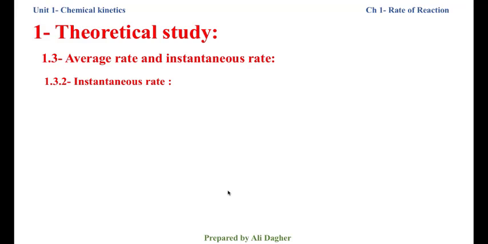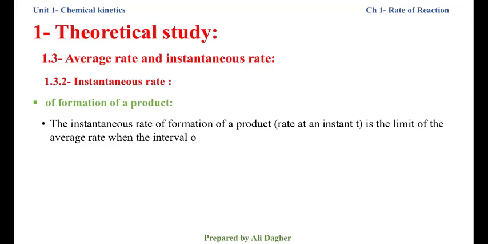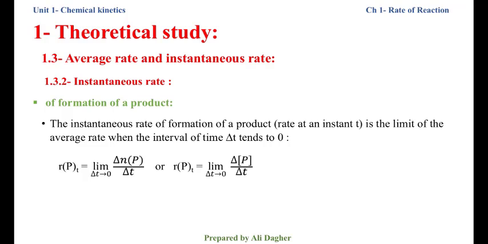Now, instantaneous rate is the rate at an instant t of formation of product. The instantaneous rate of formation of product at an instant t is the limit of the average rate when the interval of time delta t tends to 0. That means the time between t1 and t2 is 0, the same instant. Rate of formation of product equals the limit when delta t tends to 0 of delta n over delta t, or the limit of delta concentration over delta t.